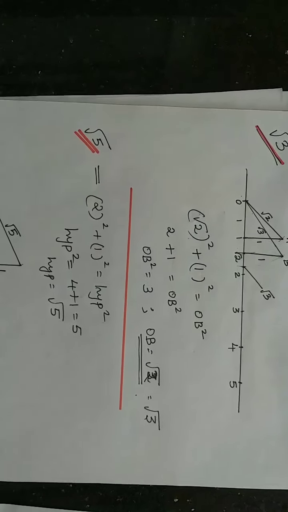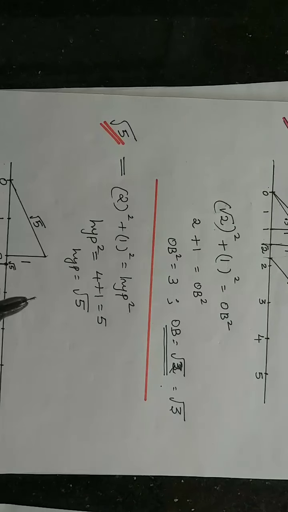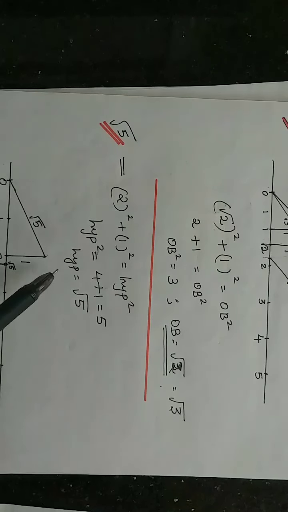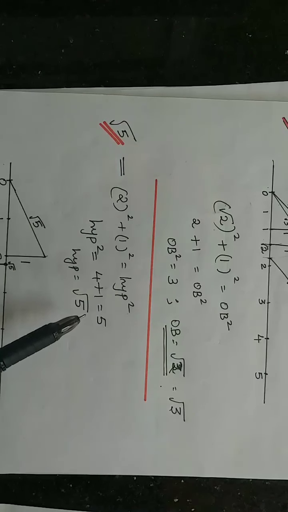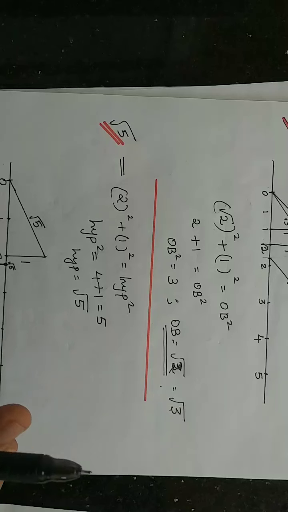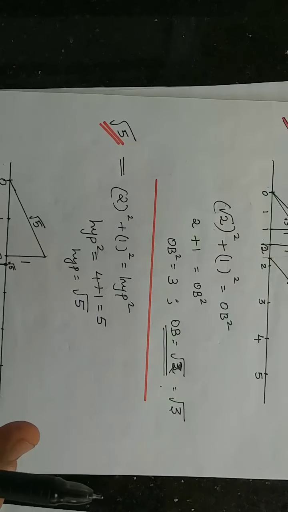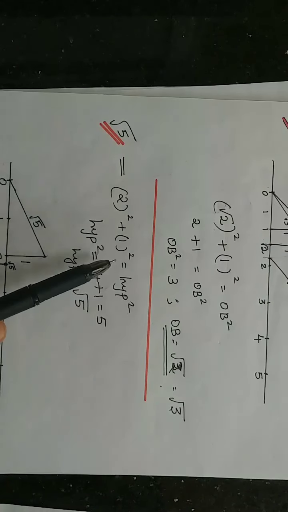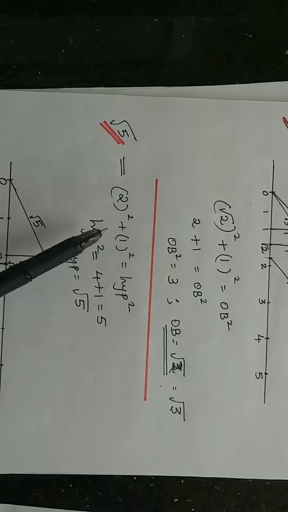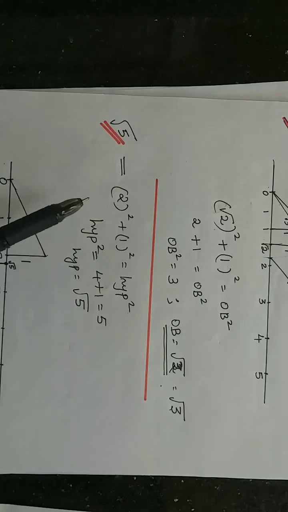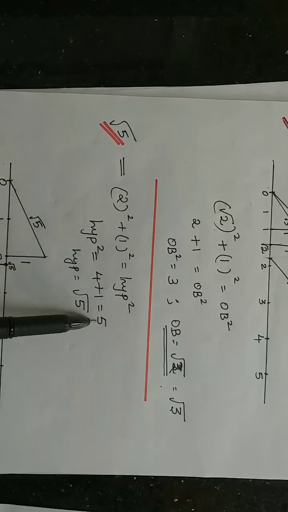Now let us see how to represent root 5 on the number line. Again I've told you that in order to get root 5, you should get hypotenuse square as 5. So let us think over that. How are we going to get hypotenuse square as 5? What are the two things that when we square and add, we get 5? It is 2 and 1. 2 square, you get it as 4, and 1 square, you get it as 1. That means 4 plus 1 is equal to 5. That means hypotenuse square is equal to 5.